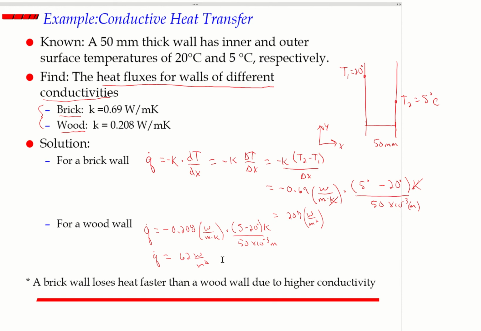Okay, so a brick wall is losing heat faster than a wood wall due to the higher conductivity. Because the thermal conductivity for brick is higher than the thermal conductivity for wood, brick would have a higher heat flux than wood. So that's an example of how to use Fourier's law and how to mathematically model the rate of heat transfer via conduction.